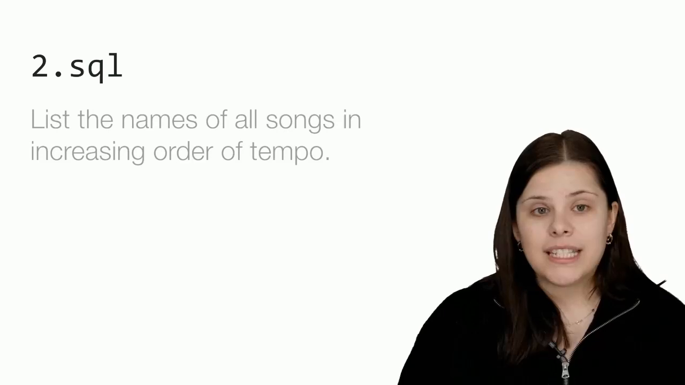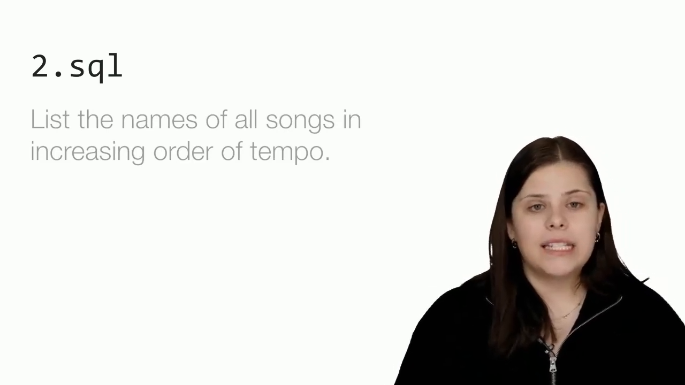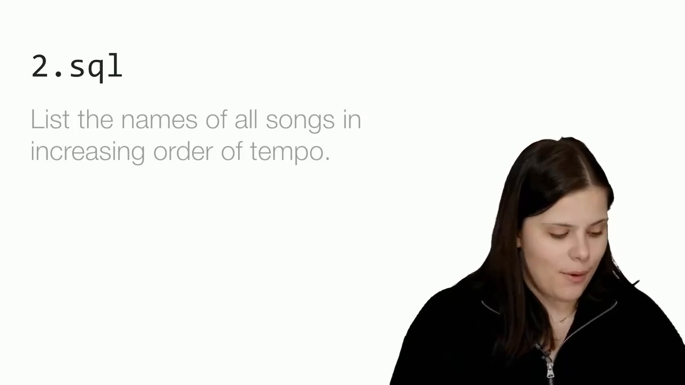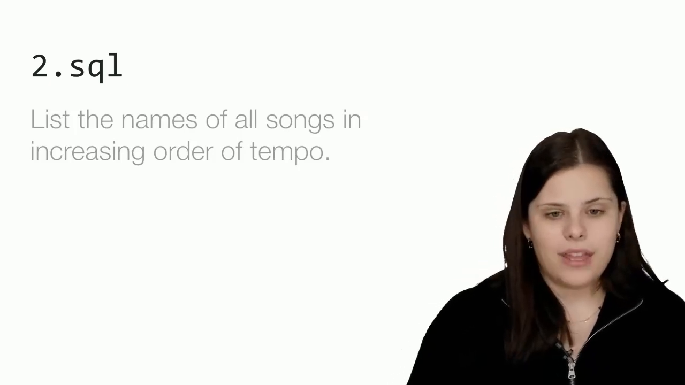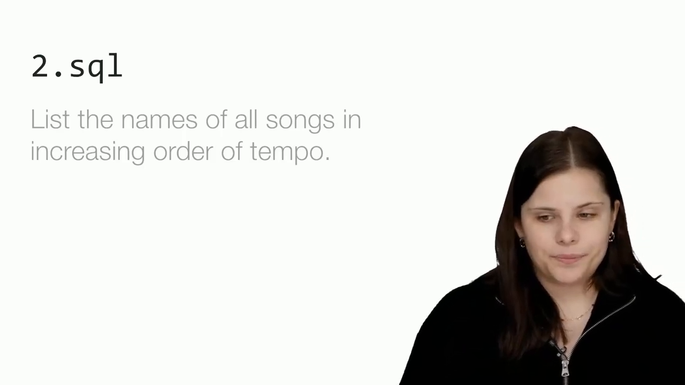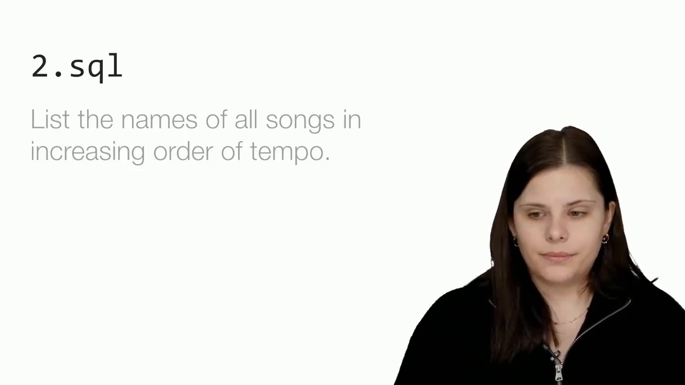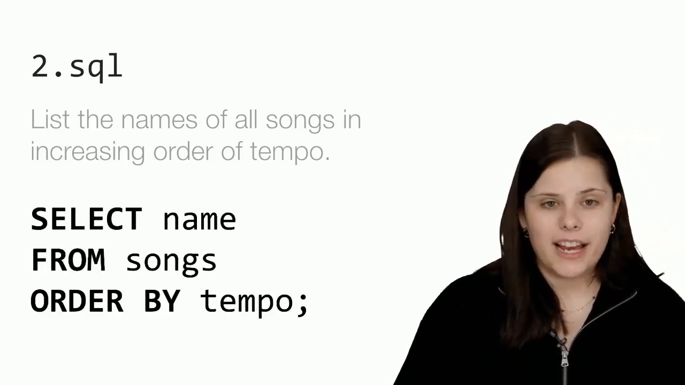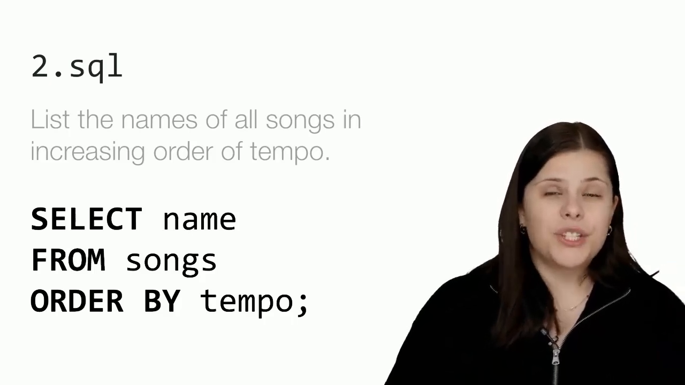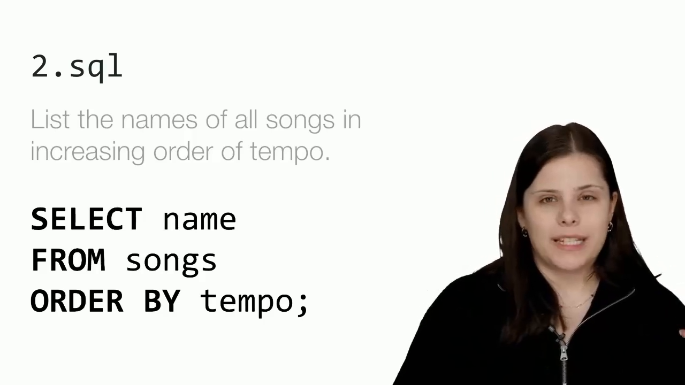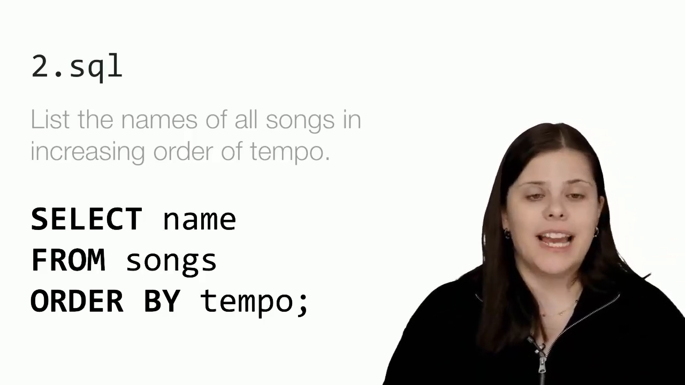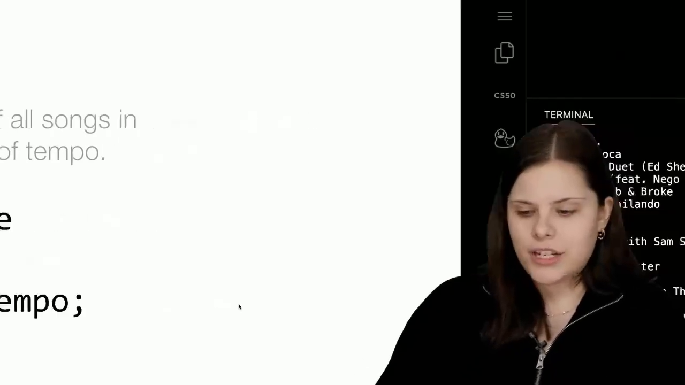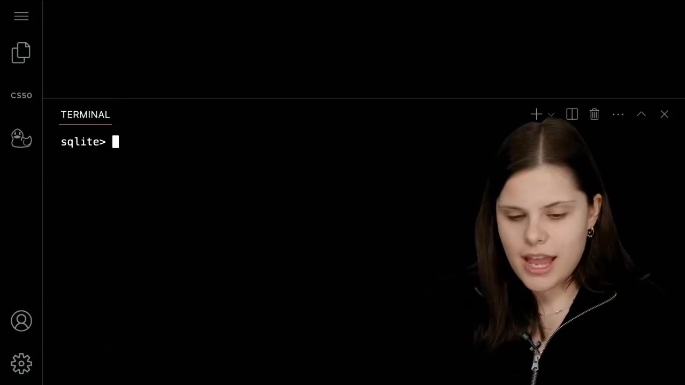So in our second query, if we wanted to list the names of all songs in increasing order of tempo, how might we want to go about that? Yeah, exactly. So select name from songs, order by tempo. Exactly right. So the first two lines, select and from, will always be the same. And then after that, you're adding the layers of what you'd like to filter by. And let's actually go here and try running it.